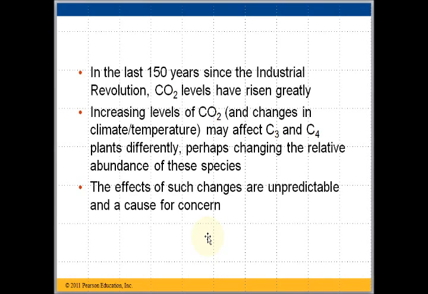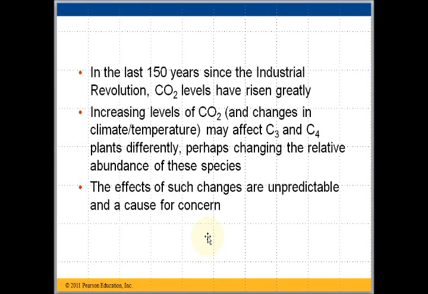So we've increased the levels of CO2, which you may have heard some people, usually not very highly scientifically trained people, say, well, that's good. I mean, that should be beneficial to all plants. And in a way, that could be correct. Higher amounts of CO2 could be beneficial, and it may affect these C3 and C4 plants slightly differently. But in some cases it might be beneficial.